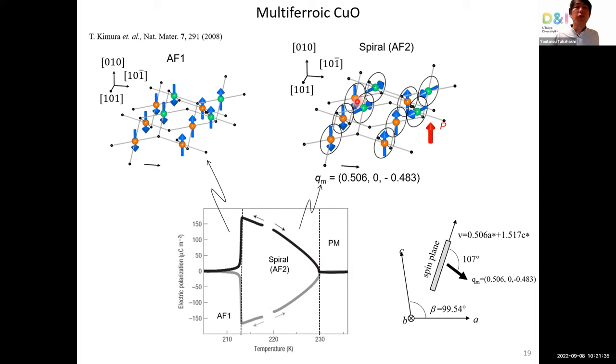Okay. So we use the multiferroic cupric oxide. This material has a spin spiral phase at intermediate temperature, around 220 Kelvin. In this spin spiral phase, the spontaneous polarization is observed. And this spin spiral has a cantate spin plane, so this structure should be chiral.